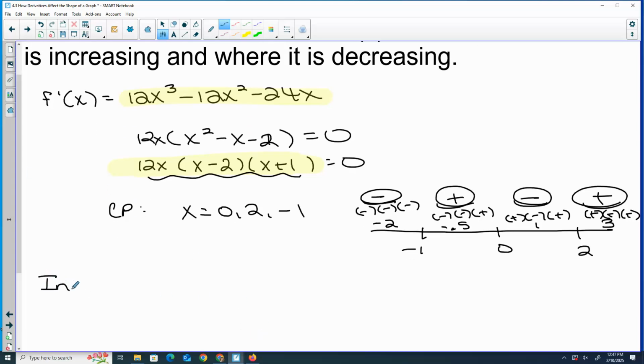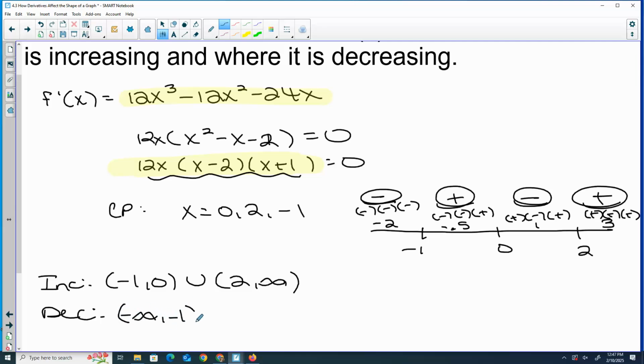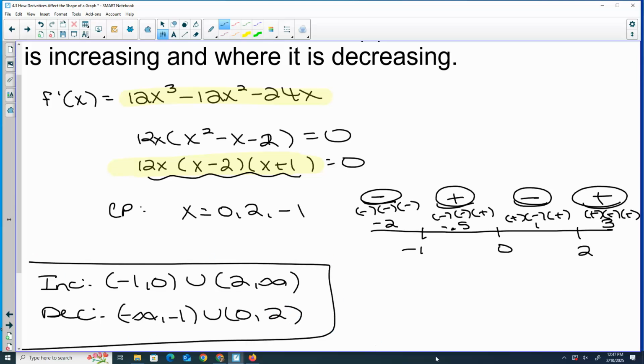So this is increasing wherever my derivative is positive. Where is it positive? Between -1 and 0, and then 2 to infinity. And it is decreasing where it is negative. Where is that? Negative infinity to -1 and 0 to 2. Is it not brackets? Right, technically it won't matter, but at a point, you're usually not considered to be increasing or decreasing, because it's going to be horizontal.